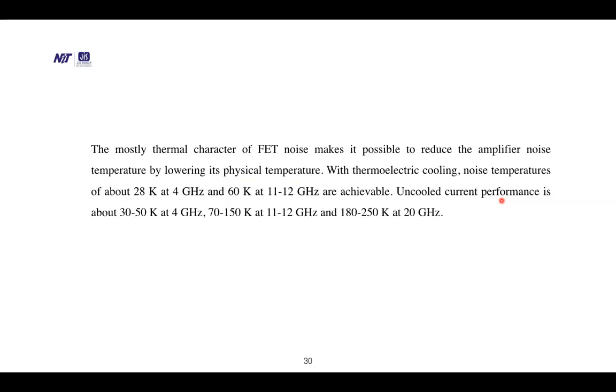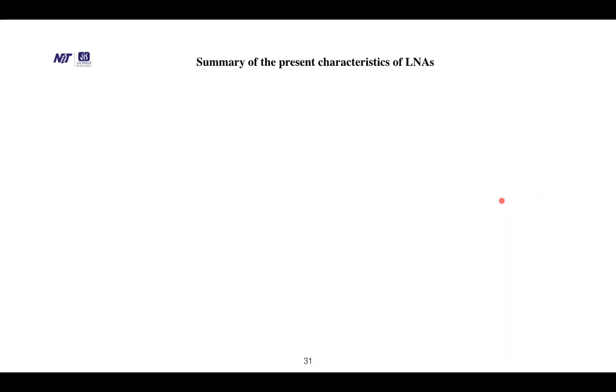The mostly thermal character of FET noise makes it possible to reduce the amplifier noise temperature by lowering its physical temperature. With thermoelectric cooling, noise temperatures of about 28 Kelvin at 4 GHz and 60 Kelvin at 11-12 GHz are achievable. Uncooled current performance is about 30 to 50 Kelvin at 4 GHz, 70 to 150 Kelvin at 11-12 GHz, and 180 to 250 Kelvin at 20 GHz.